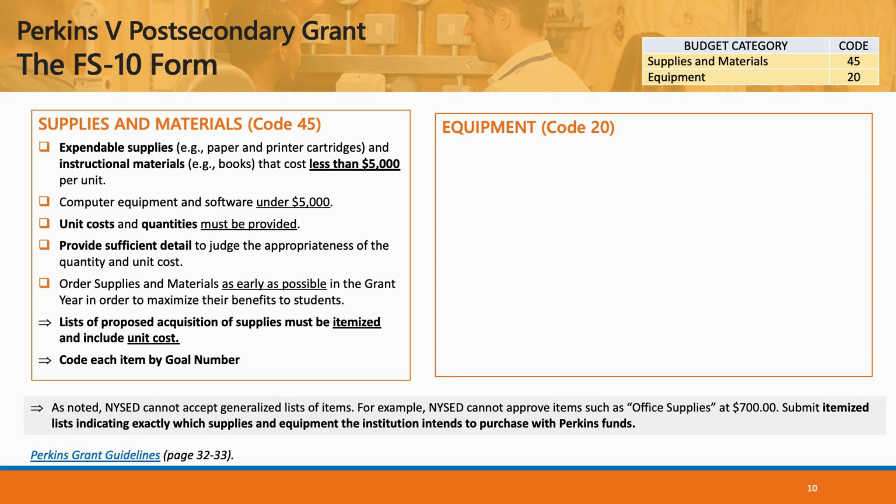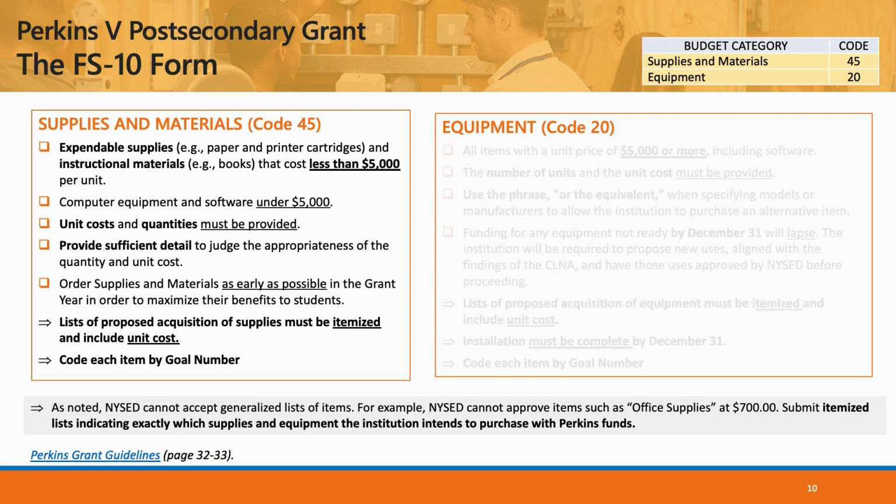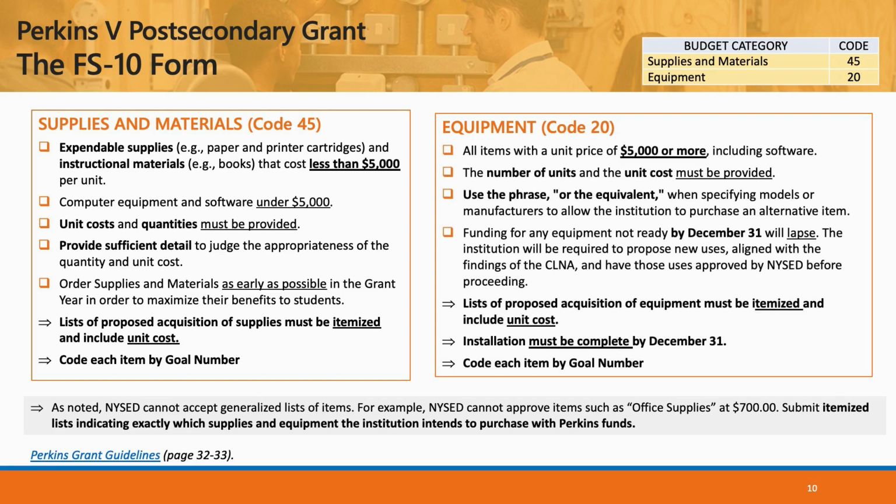Finally, lists of proposed acquisition of supplies must be itemized and include unit cost and each item coded by goal number. Equipment, Code 20, is defined as all items with a unit price of $5,000 or more, including software. Please keep in mind, the number of units and the unit cost must be provided. Use the phrase "or the equivalent" when specifying models or manufacturers to allow the institution to purchase an alternative item.